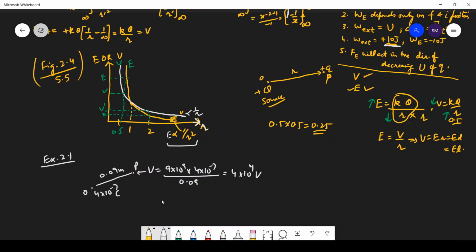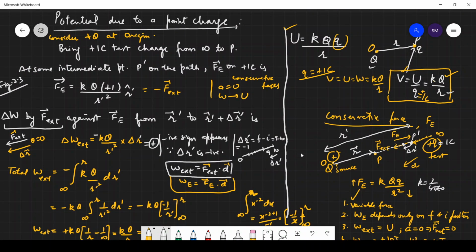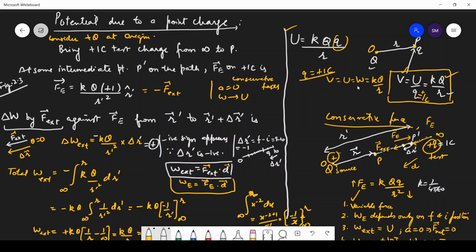Now from infinity I am bringing a charge, the small q, the test charge, equal to 2 into 10 power minus 9 coulomb. This I am bringing to point P from infinity. So how much is the work done? The work done will be, you can see we have written the formula here, that V is equal to potential energy by Q, and this potential energy is nothing but the work done in bringing the charge from infinity to P. So potential energy will be stored, that is, work done by the conservative force is stored as potential energy.